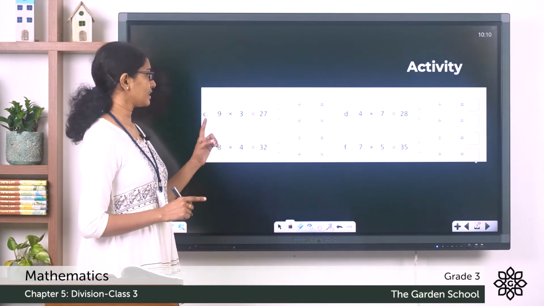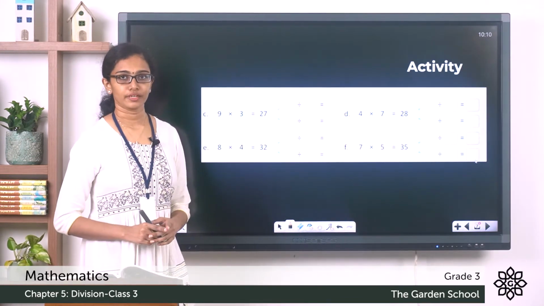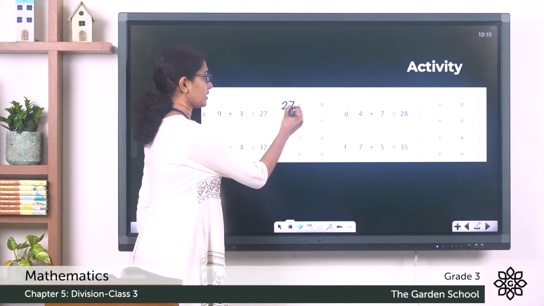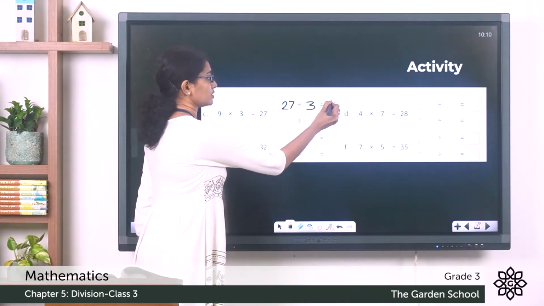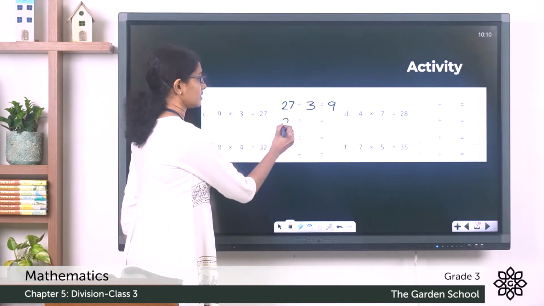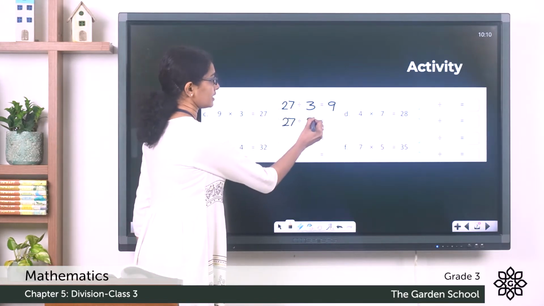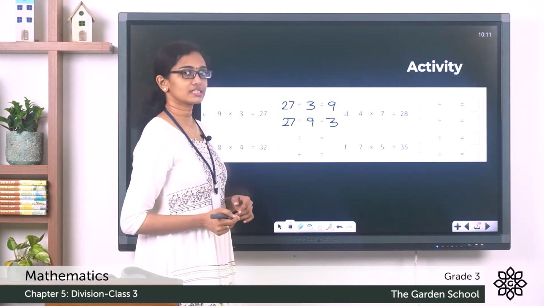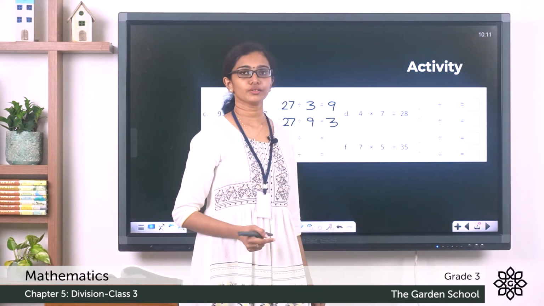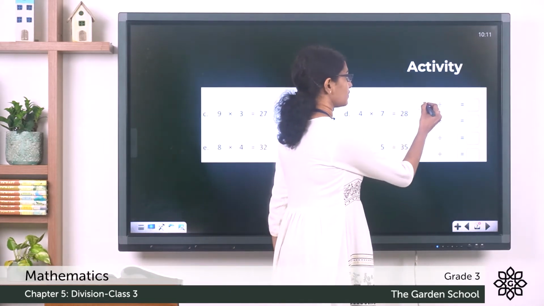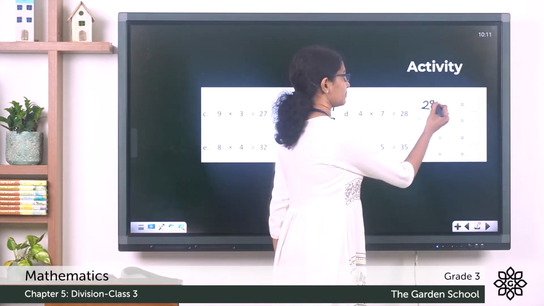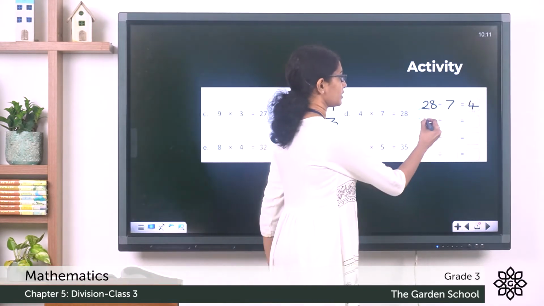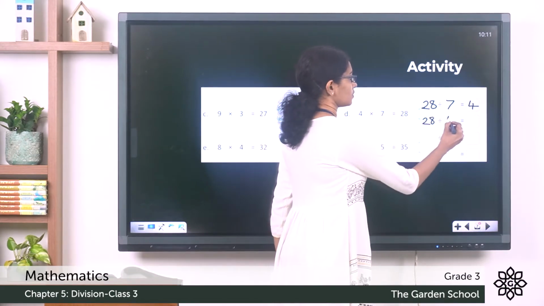Question C. 9 into 3 is equal to 27. The division facts are, let's write it here. 27 divided by 3 is equal to 9 and 27 divided by 9 is equal to 3. Hope you done that correctly. Now let's move on to question D. 4 into 7 is equal to 28. So the division facts are 28 divided by 7 is equal to 4 and 28 divided by 4 is equal to 7.